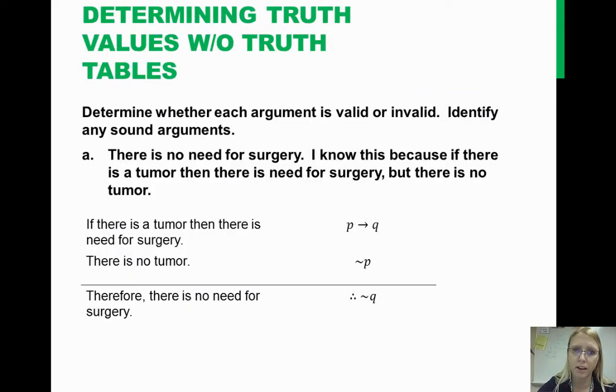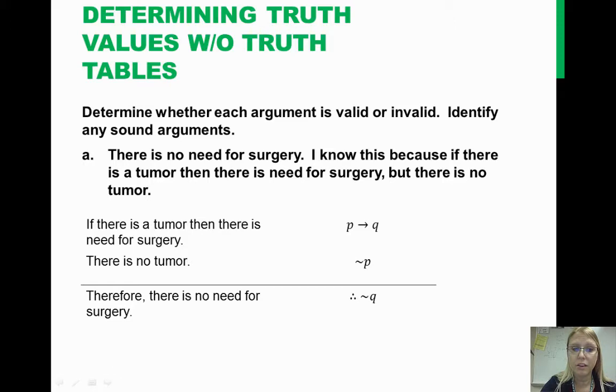So the first one I have is to determine whether each argument is valid or invalid and identify any sound arguments. So here is an example. There is no need for surgery. I know this because if there is a tumor, then there's no need for surgery, but there is no tumor. So the first thing we have to do is to separate out our premises and our conclusions. And we did that here below.